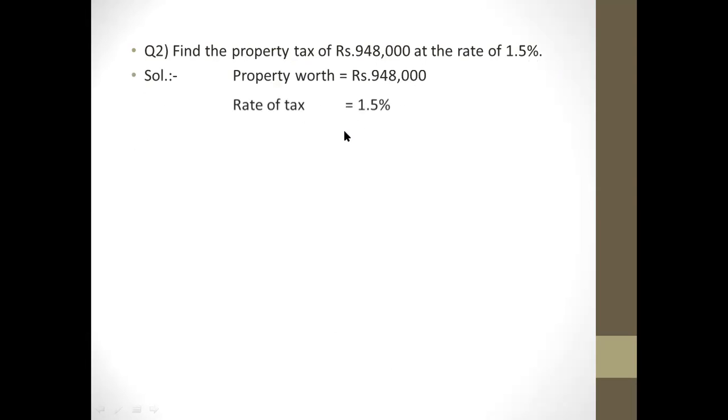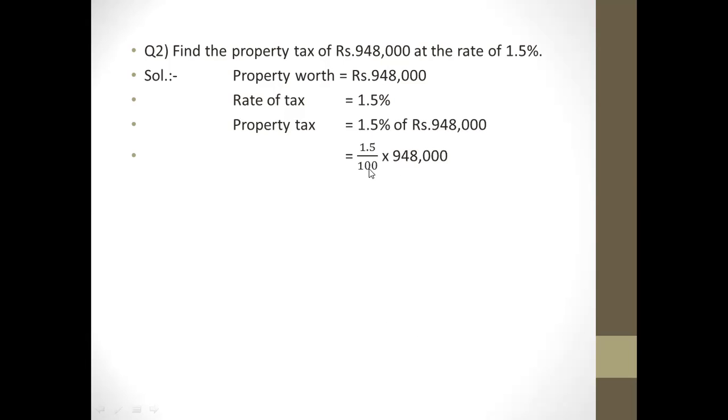9,48,000, and the rate of tax is 1.5%. You have to find the property tax. So 1.5% of rupees 9,48,000. 1.5% means 1.5 divided by 100 multiplied by 9,48,000. When you multiply 1.5 with 9,48,000 and divide by 100 with your calculator, you get rupees 14,220. So this is the tax amount which you have to pay on the worth of 9,48,000 property at the rate of 1.5%.